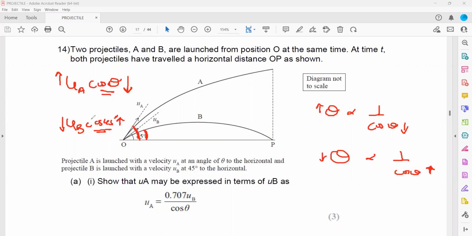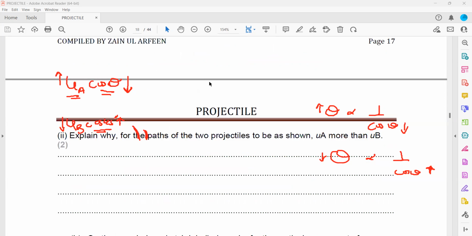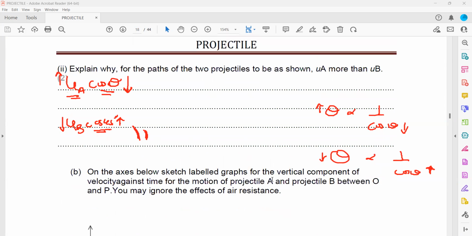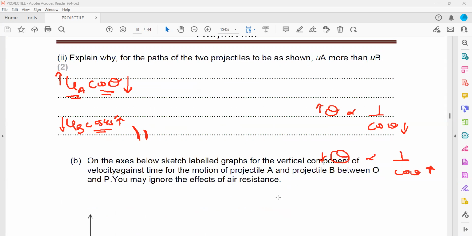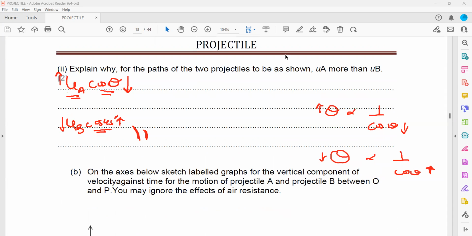Like UB cosine 45 should be equal to UA cos theta. So if the value of theta increases, the value of cosine theta will decrease. If the value of cosine theta decreases, UA should be higher. So when you write the answer, compare and mention the points in terms of angle. Is this part clear? Any doubt in this?